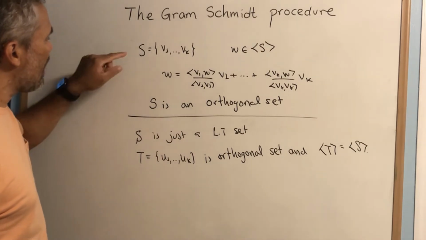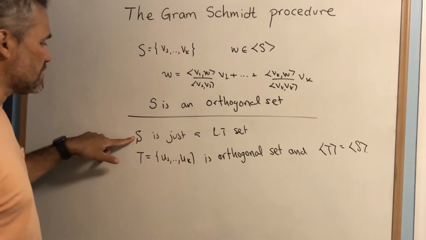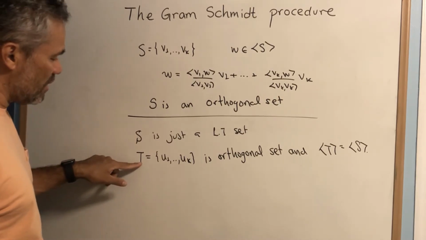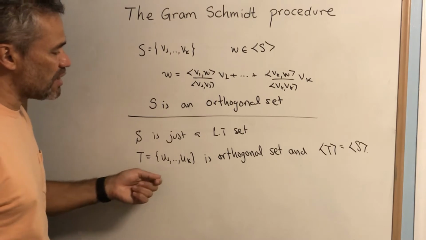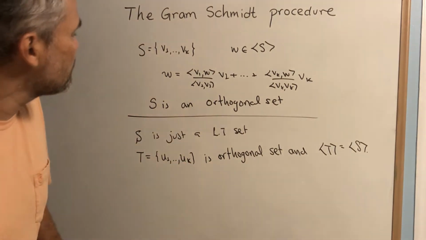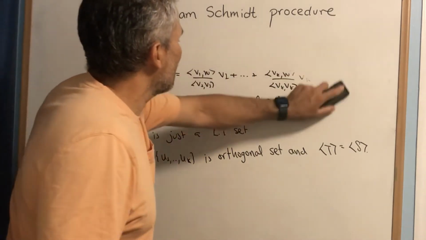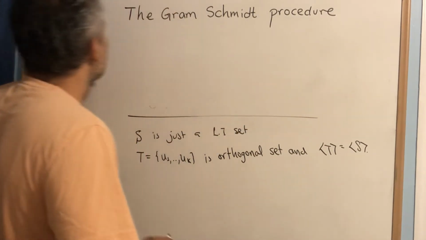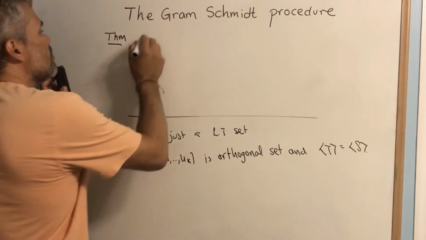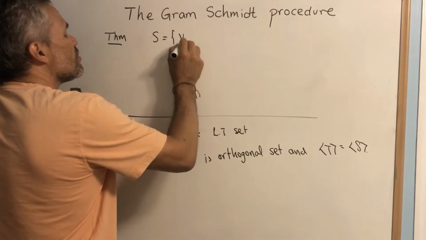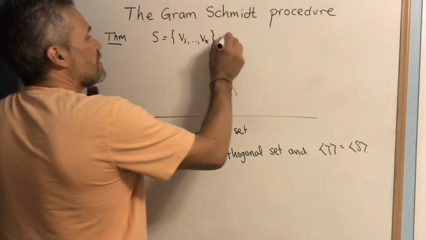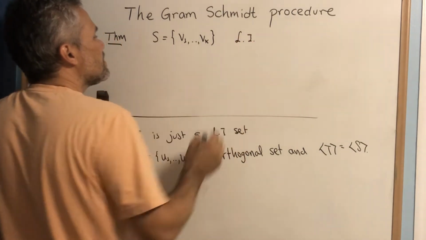It allows us to move from a linearly independent set into a collection of k vectors that form an orthonormal set. Let's see the procedure. This is the theorem. Suppose that S is a collection of k vectors and they are linearly independent.